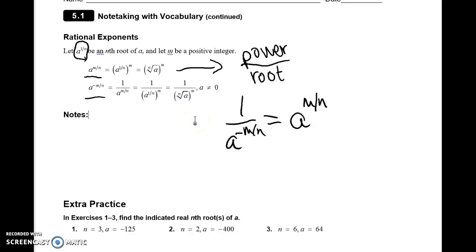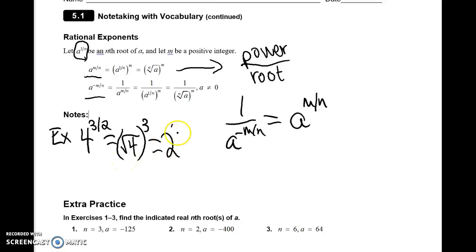An example would be something like 4 to the 3 halves. We know that's just the square root of 4 to the 3rd power, which would be 2 to the 3rd, which is 8. And you could do the same thing for negative exponents.